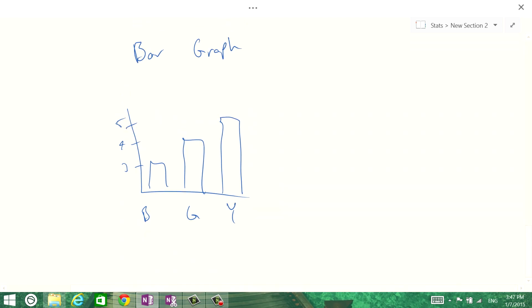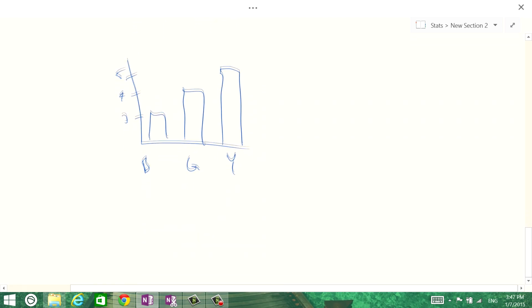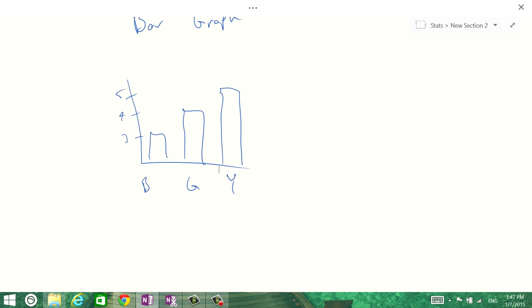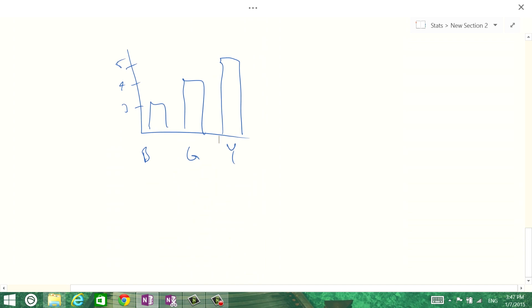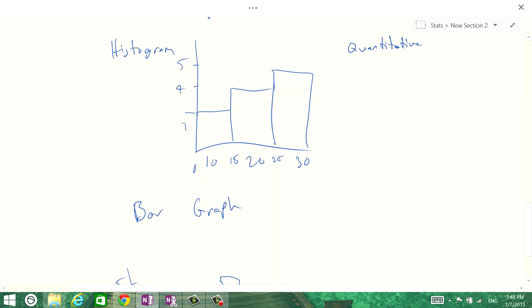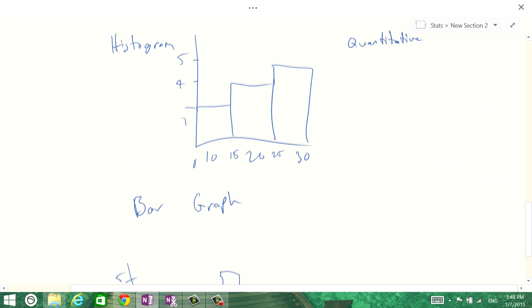And there's no in between, green and yellow. Wow, I've been saying primary color, and green is not a primary color. Let's just ignore that. Sorry, this is for stats, not for art class. So blue, green, and yellow. And so, we don't do in between. We're not saying, oh, some kids' favorite color was somewhere between blue, green, and yellow. That's not how it works. Bar graphs are for qualitative data. Histograms are for quantitative data.